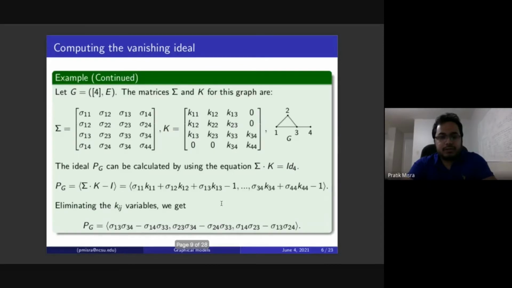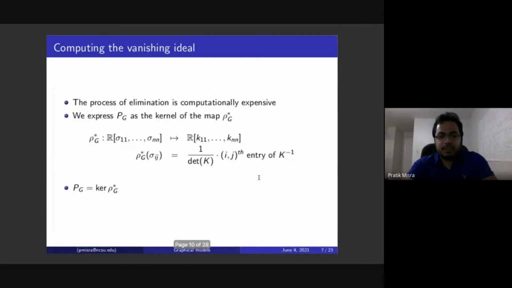So over here we saw that we have this equation that sigma times k is identity. So in a way, we are basically mapping sigma to sigma. Basically, k is the sigma inverse over here, right? So that's the map that we use, and we multiply by 1 over determinant of k to make things a bit simpler because this will be a constant term and won't really affect the kernel of the map. So that's how the map rho star is defined. And the vanishing ideal can be written as the kernel of this map.